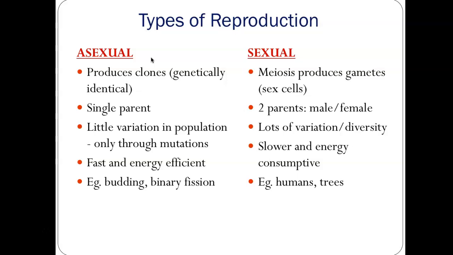All right, sexual reproduction. Meiosis is the process that produces gametes called sex cells, sperm and egg. I would write sperm and egg next to that. There are two parents. One is a biological male, one is a biological female. There's lots of variation and diversity. It is slower and energy consumptive. Our examples are humans and trees.